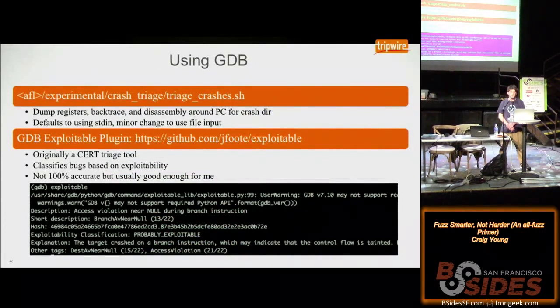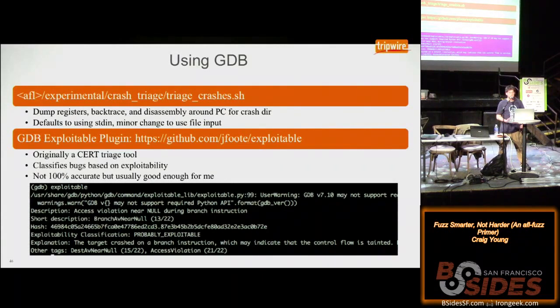Another powerful tool that's a little bit more lightweight is going to be GDB, of course. Within the AFL code, you've got an example script in there for triaging crashes. What this is going to do is go through your crashing test cases, and for each one, run GDB, let it crash, dump out the registers, disassemble around the program counter, and give you a backtrace for recording. You might need to make some minor tweaks depending on what your target is. Like, if it's not using standard input, you're going to want to modify it so that it's taking as an argument a file location.